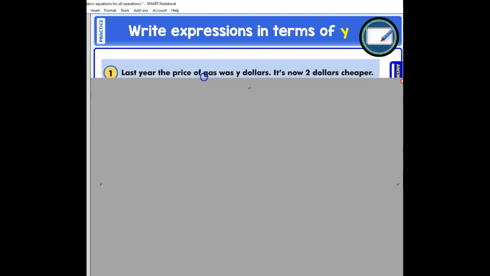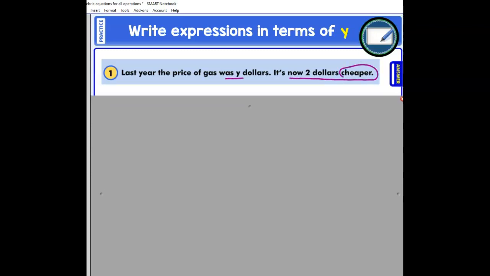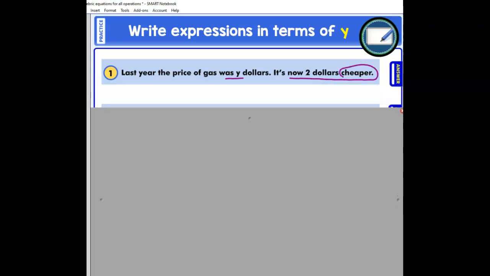Okay. So now we're going to write an expression and we're going to use y as our variable. So here's our little story. Last year the price of gas was y dollars. Now it is $2 cheaper. Okay, so last year it was y dollars. Now it's $2 cheaper. So if I think about cheaper, is it going to cost more or less? So I'm going to think y, $2 cheaper, last year minus $2 is going to tell me what it cost this year. Y minus 2.